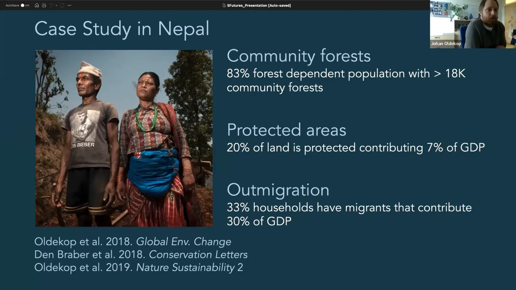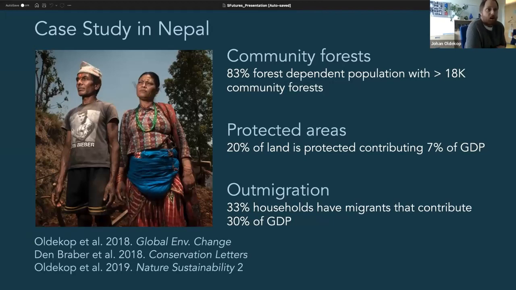So Nepal is a relatively small, landlocked country, north of India, south of China, and it's largely forested, with between 40 to 50% forest cover, depending on what data you're looking at. And it has a very large rural population that depends on forests for much of their livelihoods. So you've got approximately 18,000 community forests, where local communities have been given the management rights to these forests.